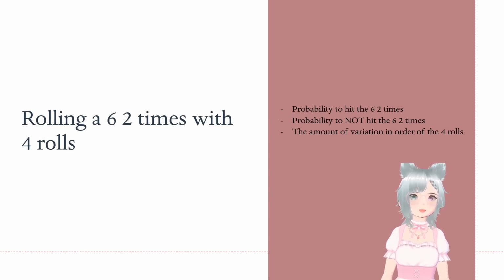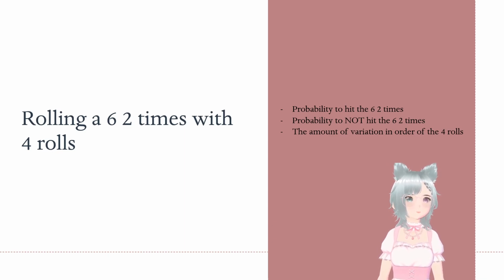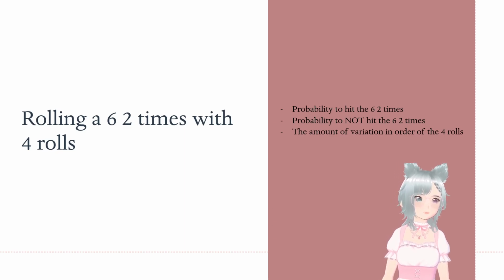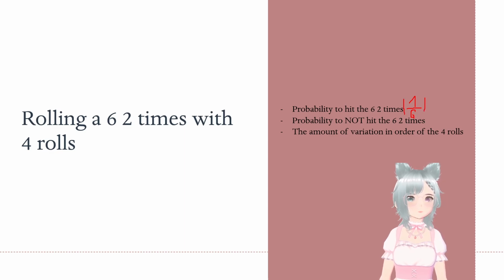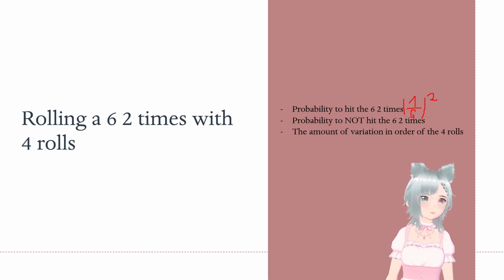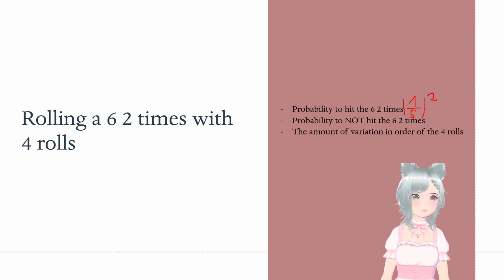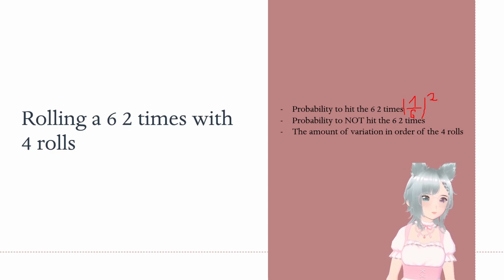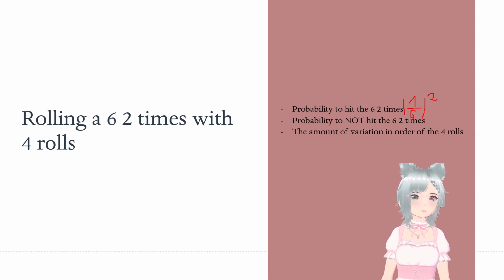So what do we need for that? Well, first, of course, we need the probability to hit the 6 2 times. The probability, like we already said, is 1 over 6. Now we want to hit it 2 times, so it's 1 over 6 squared. If you don't know what the squared means, it's just this little power number, which says how often you multiply the number by itself. So 1 over 6 to the power of 2 means just 1 over 6 times 1 over 6. 1 over 6 to the power of 3 would mean 1 over 6 times 1 over 6 times 1 over 6. We also say to the power of 2 as squared. So this is just 1 over 6 times 1 over 6.